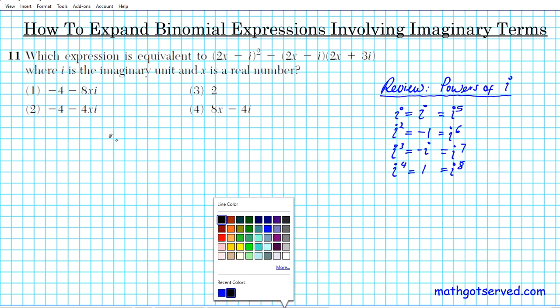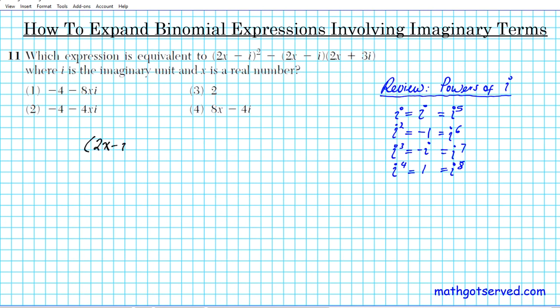Alright, with that in mind, let's go ahead and attack the problem. We have the quantity (2x − i) squared minus (2x − i) times (2x + 3i). There are two ways we can do this. We can expand this completely, which will involve a lot of work, and then simplify. But there is another, much quicker way, which is realizing that the left side and the right side of this minus have a common factor, 2x − i. Let me show that to you.